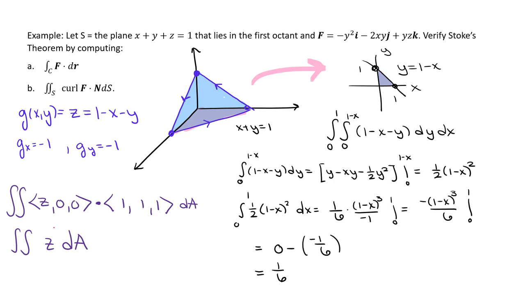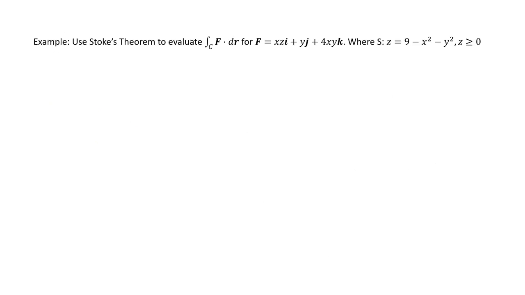Okay, so if we have a closed path in 3 dimensions, we can rewrite that line integral over that closed path, that line integral of the vector field, as a surface integral by integrating the curl of that vector field. In some cases, I think honestly the line integral is easier, and in some cases the surface integral is easier. Kind of just depends on what you're dealing with. So let's do one more example.